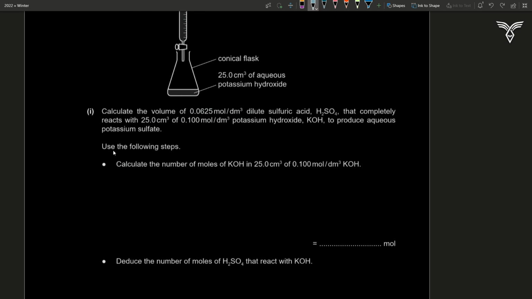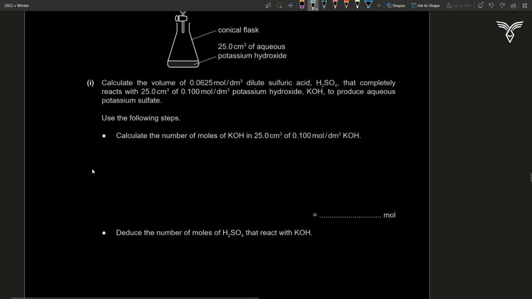طيب هو بيقول لك use the following steps. فبما إن هو بيقول لك use the following steps مش هنحتاج إن إحنا نرسم our own diagram our own method to get it. فخلينا just follow the steps. Calculate the number of moles of KOH in this specific condition. طيب عندنا 25 centimeters cubed in 0.1 mole per decimeter.